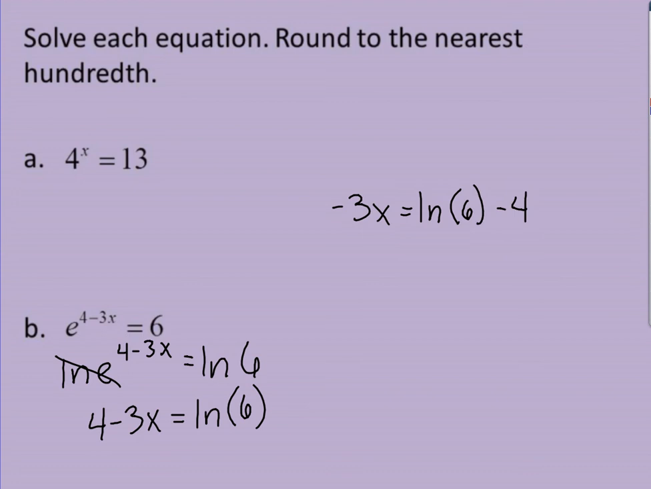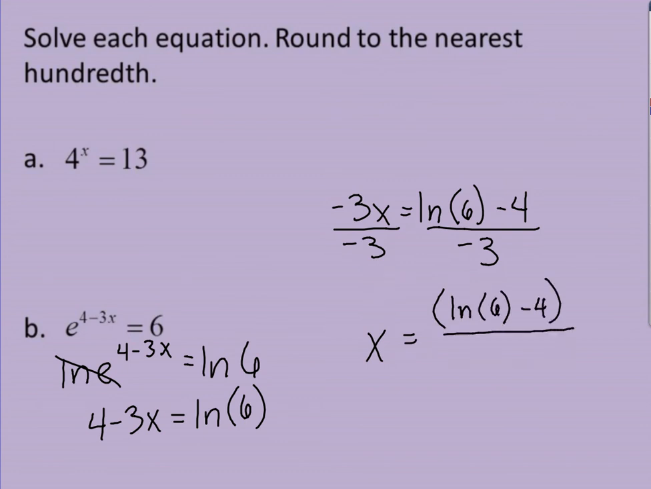Now it's important to notice that you're just taking the ln of 6, that parenthesis does need to be closed, and then you're subtracting 4 from that quantity. Now we have negative 3 times that, so we're going to divide both sides by negative 3. So x will equal the ln of 6 minus 4, and all of that divided by 3. And this will give us a value of x is equal to negative 0.74.